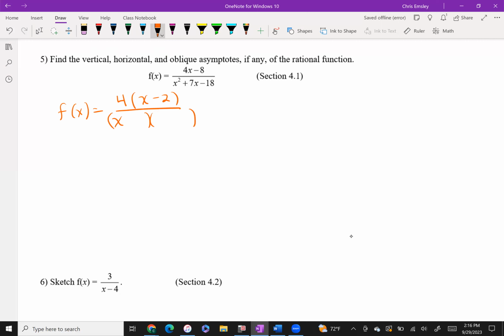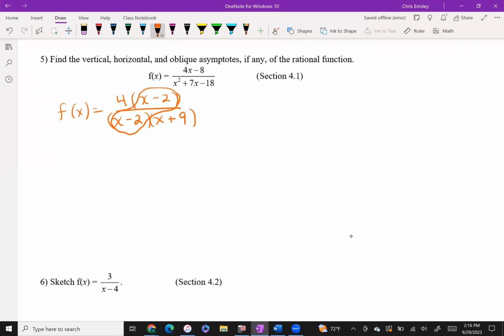X squared is x times x. 18, let's see, 1 times 18, 3 times 6, 2 times 9. But it's that 2 and that 9 that'll give me that 7 in the middle. I will need a plus 9 and minus 2. And look at that. It's a good thing I factored, because guess what this is? This would be a hole in our rational function.